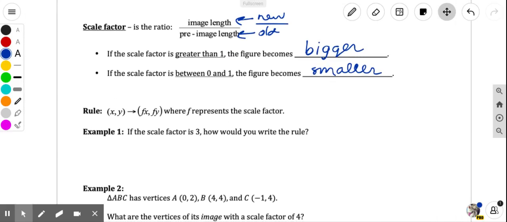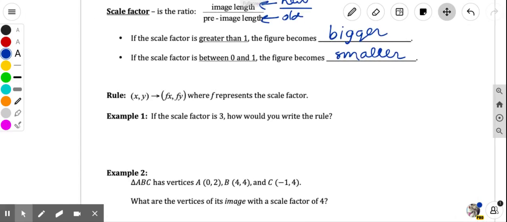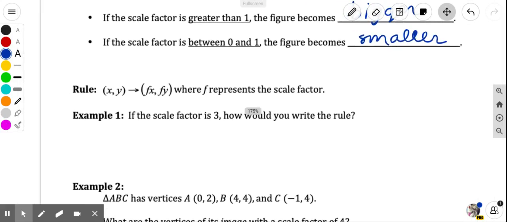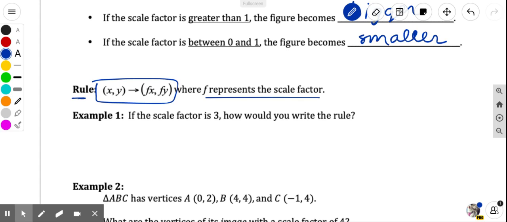Okay, so just like the other types of transformations that we learned earlier in the year, there's a way to write the rule for dilations. Right here is how you write the rule. (x, y) maps to (fx, fy). That's really f times x, f times y. It's multiplication, where f represents the scale factor. So what that basically means is when you have the scale factor, you multiply the x and y coordinates by whatever the scale factor is.